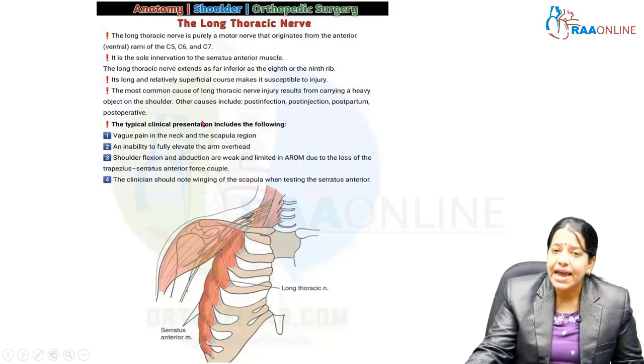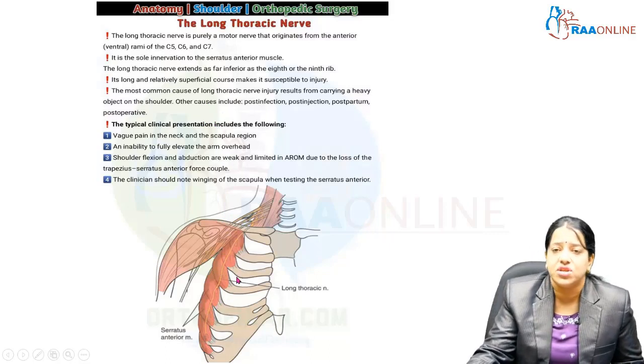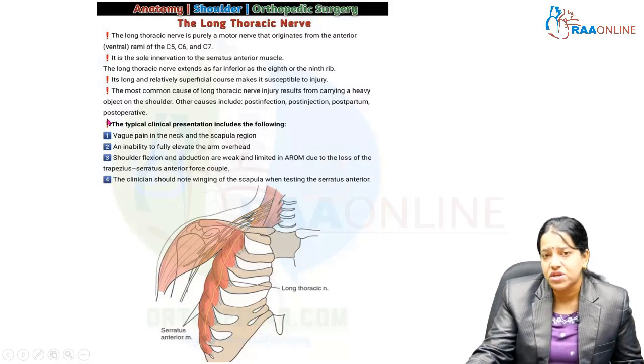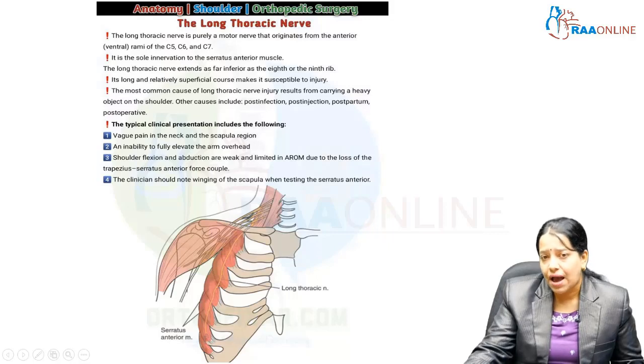Other causes: it can happen post-infection to the chest wall, if you have done a radical surgery on the chest wall, injections, post-operative. Postpartum also, this kind of injury is common, and so these are some of the causes where the long thoracic nerve can get affected.